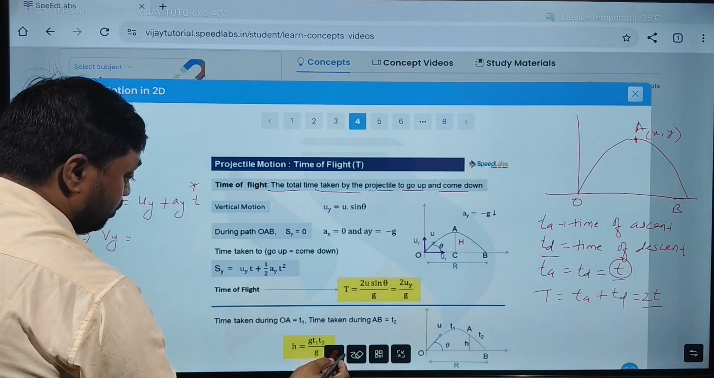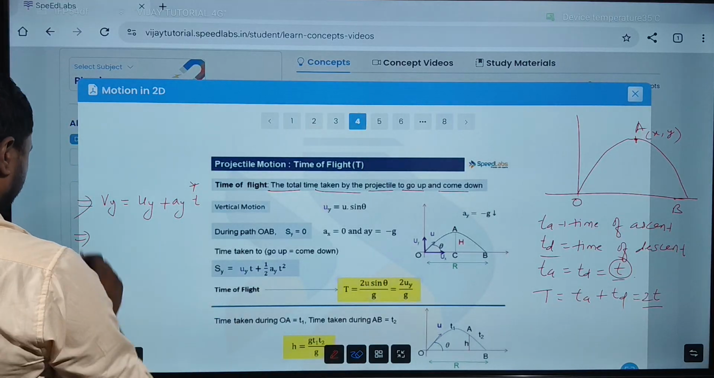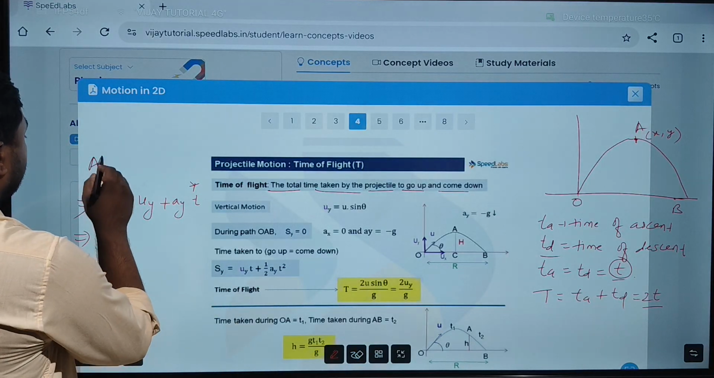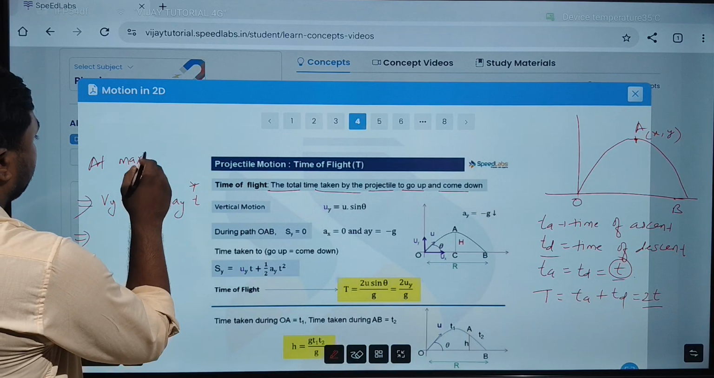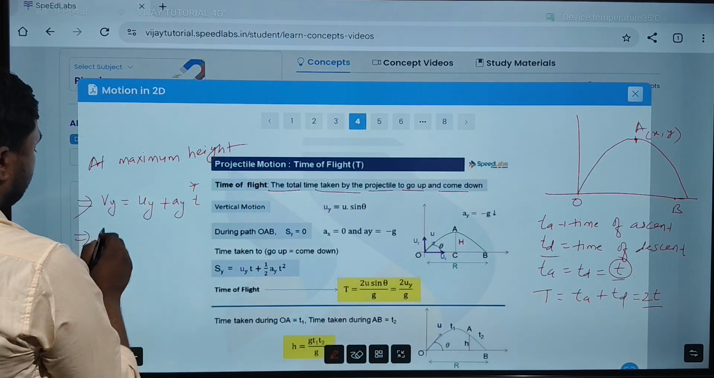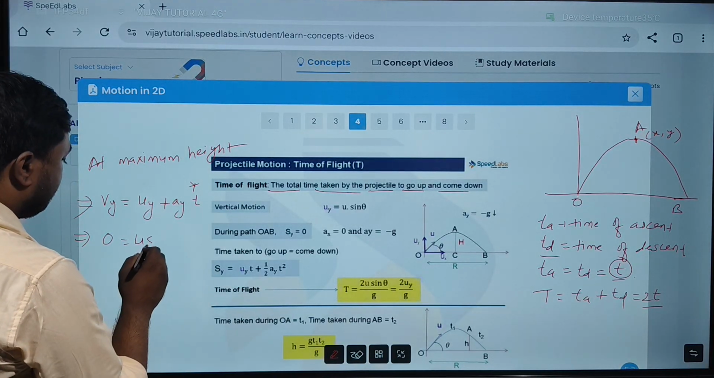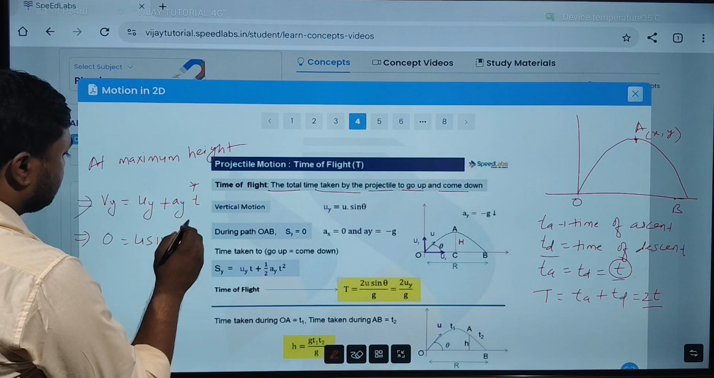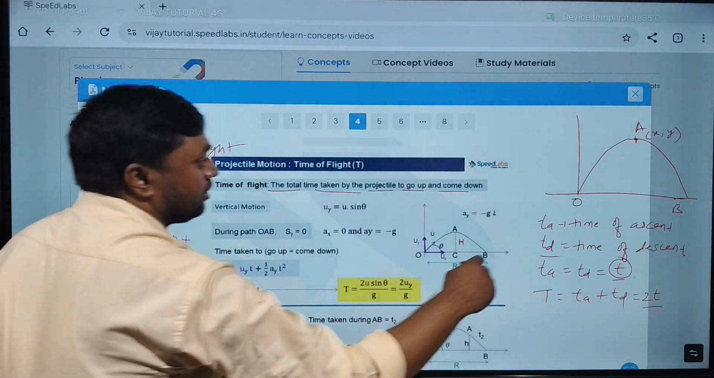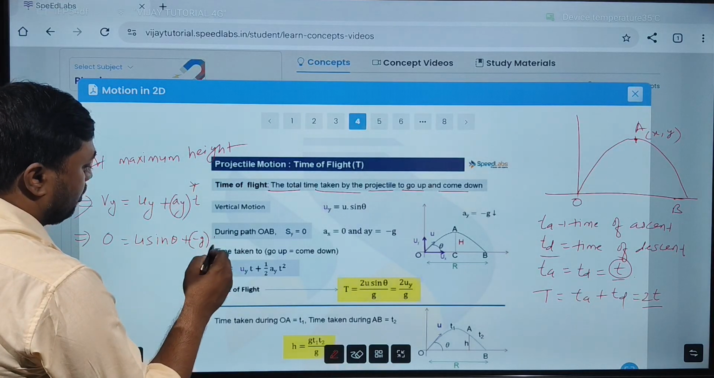Try to understand what I told you. The vertical component of velocity at this point is 0, at the maximum height. So vy is 0. What is uy? The initial component of velocity is u sin theta. Plus ay, which is the acceleration, minus g, times t. Can we write that?